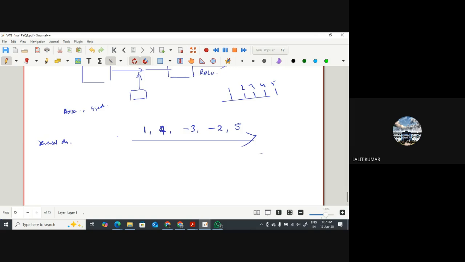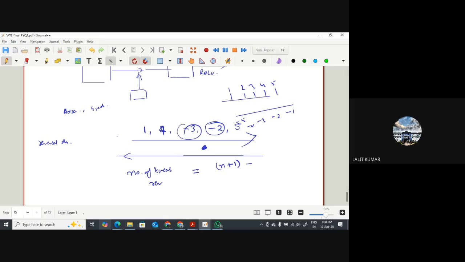Now you make a pass like this and you make a number line like this: minus 1, minus 2, minus 3, minus 4, minus 5. When you make a pass like this, minus 2 and minus 3 are neighbors. So you get one neighbor. And then your number of breakpoints or the reversal is equal to n plus 1 minus adjacency. So your total numbers are 1, 2, 3, 4, 5. 6 minus 1 is equal to 5.